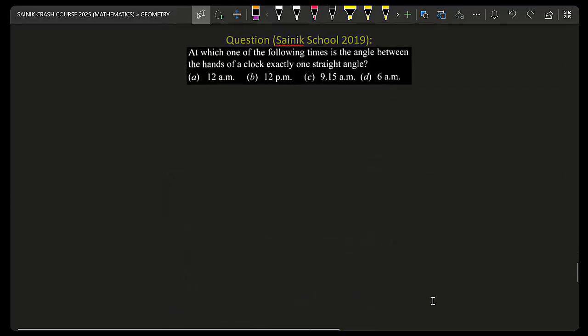Next question in the 2019 paper. At which one of the following times is the angle between the hands of a clock exactly one straight angle? Who's going to answer this? Daksh, read the question again. At which one of the following times is the angle between the hands of a clock exactly one straight angle? Okay, I want to draw 4 dials of a clock.